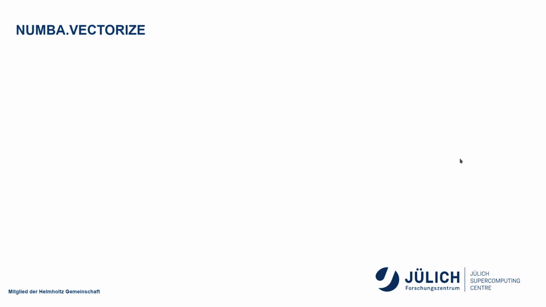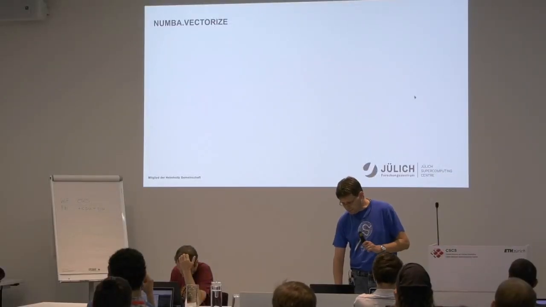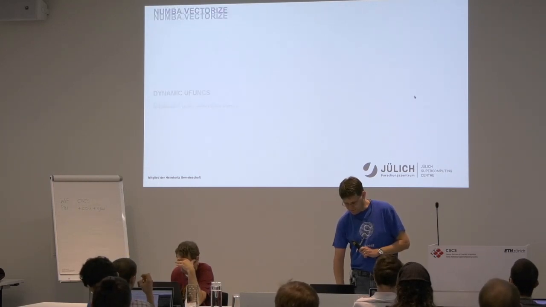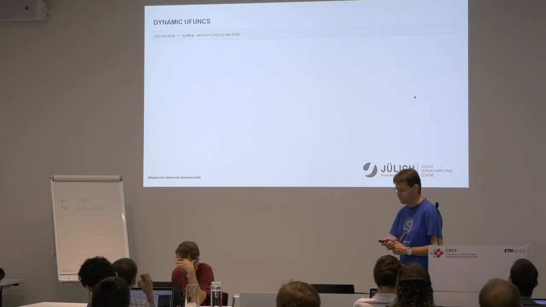Numba to the rescue. Numba is developed by Continuum Analytics, also a brainchild of Travis Oliphant, who also developed NumPy. And it's a just-in-time compiler for Python. It takes Python code and compiles it to machine code. There is no C or something like that in between. And one of the functions that it has is a vectorization function. Let's start with dynamic ufuncs.